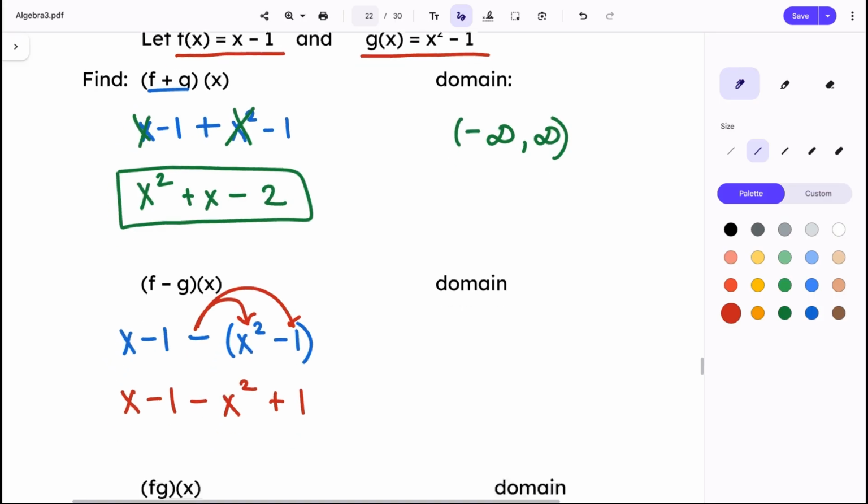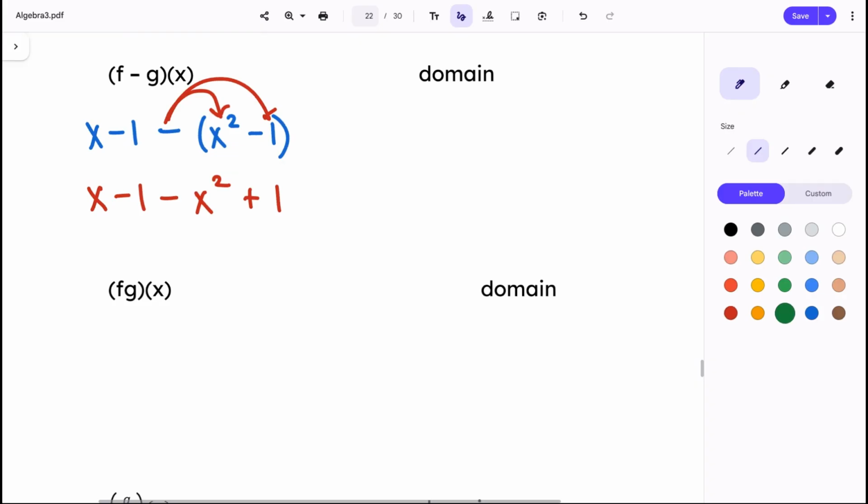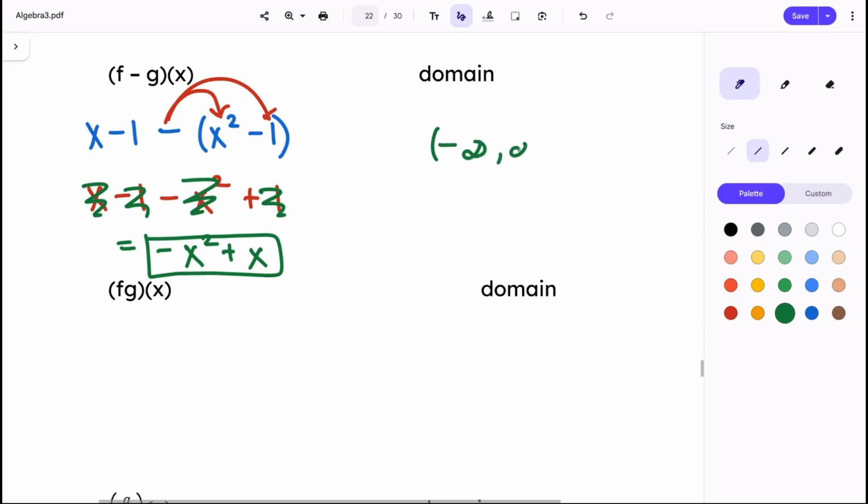If you combine those together, what are you left with? Negative x squared plus x. Is that it? Yeah, what happens with those ones? They cancel. They're gone. Am I dividing at all on this problem? No, so my domain is still going to just be -infinity to positive infinity. Because I could put in anything for x and it would be able to be solved.